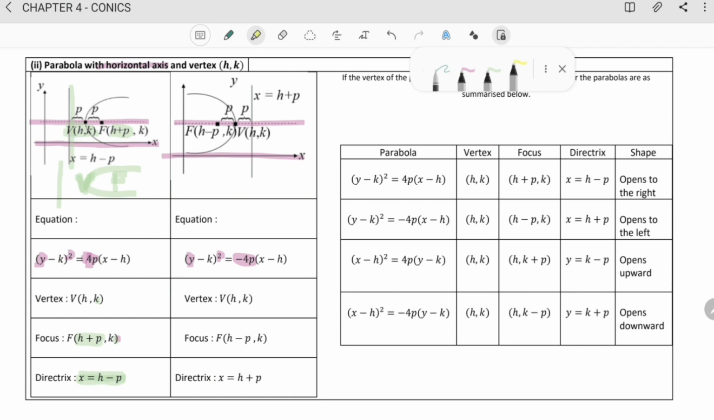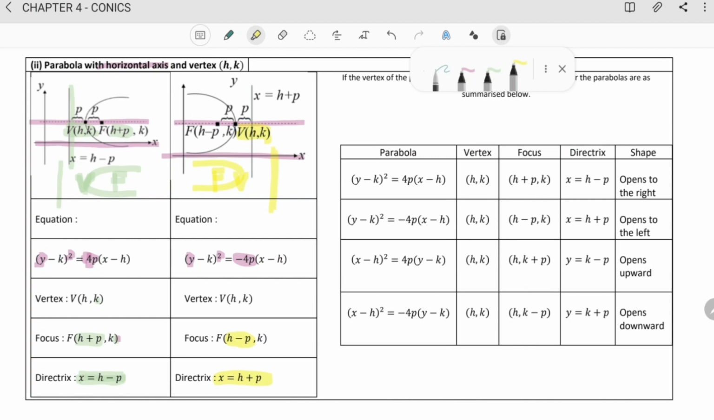Okay, we look at this one. Open to the left. So the vertex is here, and the focus is at the left of your vertex, so it opens to the left. That's why the x coordinate is h minus p, because it is more left than the vertex's x coordinate. Then obviously the directrix will be to the right side of the vertex. So that's why the x coordinate will be h plus p.